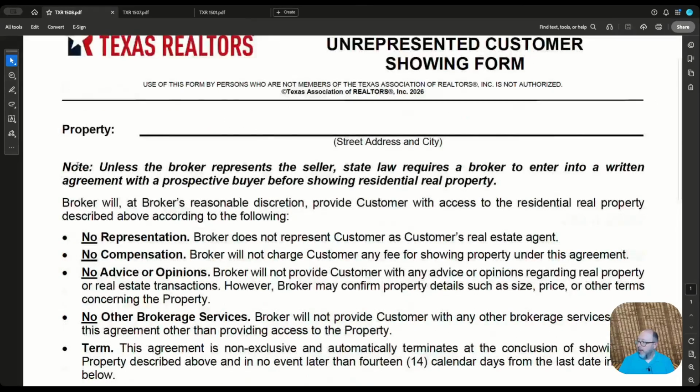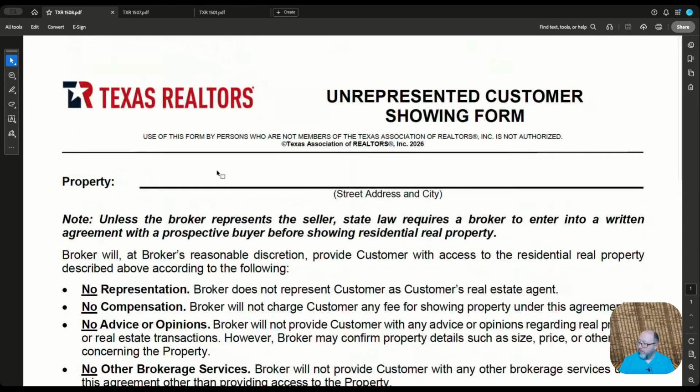So we have this note here to start with. First of all, property. So this is specific to one particular property, right? This is not saying market location. This is not saying all of Texas. This is saying specific property, street address, and city. So we have this note: unless the broker represents the seller, state law requires the broker to enter into a written agreement with the prospective buyer before showing residential real property.